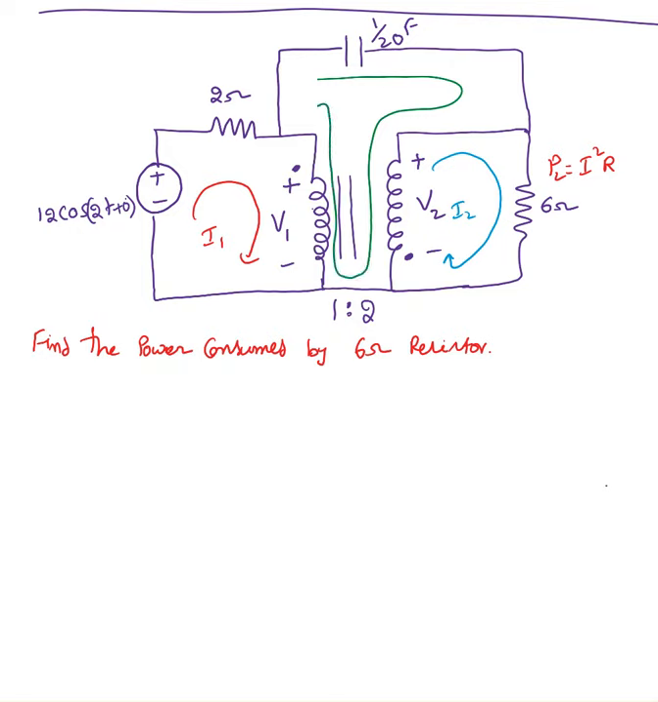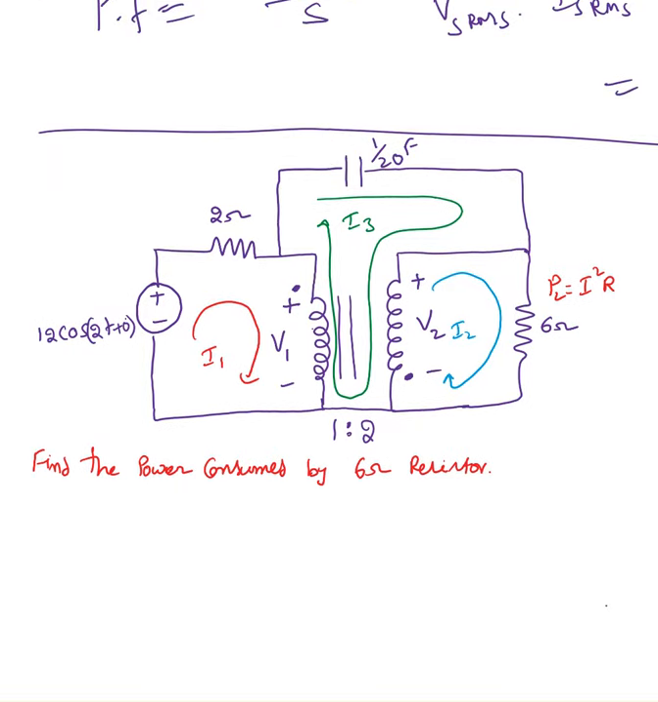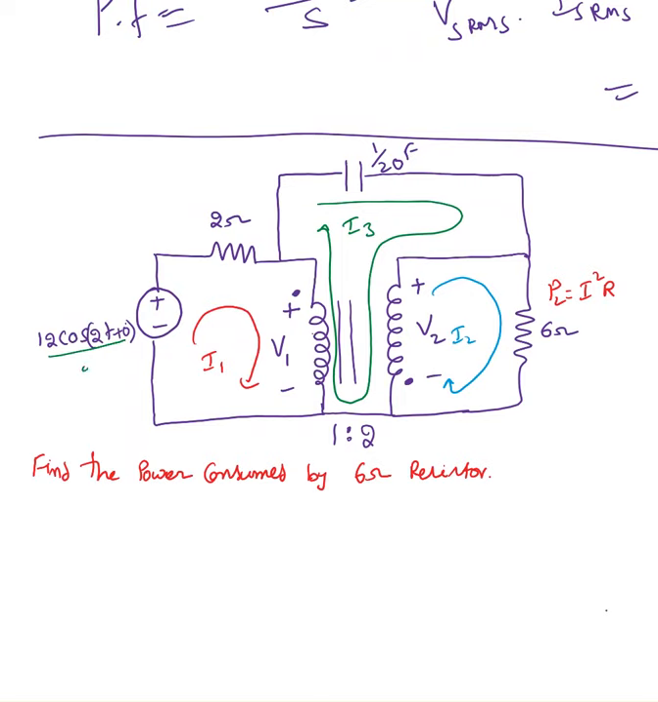Before assigning, I see the given circuit is in the time domain. You need to convert that into the frequency domain. Here I have 12 cos 2t, so make sure that you convert that into RMS value, which is 12 over square root 2 at an angle of 0. This is the V. At the same time, here you have a capacitor in farads. You need to convert this into minus jXC, which is 1 over j omega C. Omega is 2, so this is 1 over j 2 times 1 over 20. So this is minus j10 ohm.